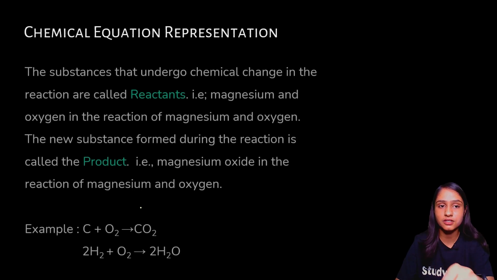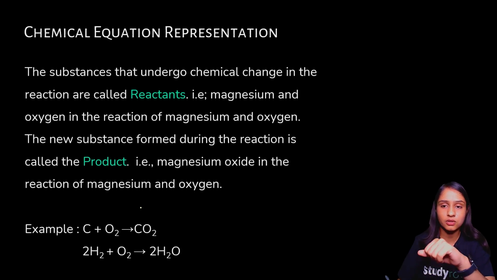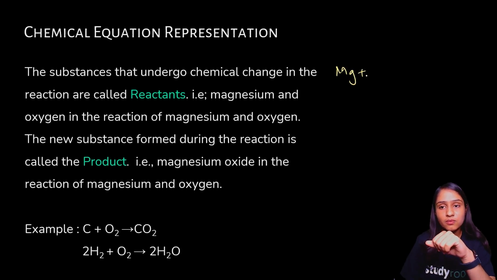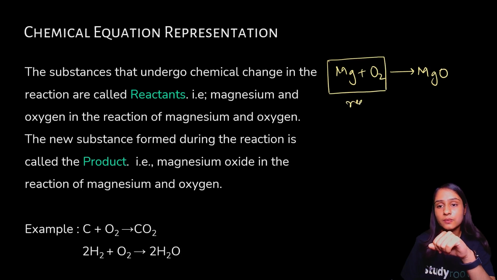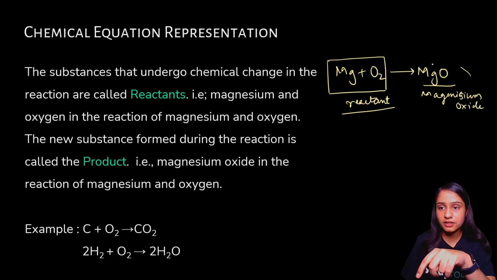Chemical equation representation. The substances that undergo chemical change in the reaction are called reactants, like magnesium and oxygen in the reaction of magnesium and oxygen. You know, when this magnesium was reacted with O2 to form what? Magnesium oxide. This is reactant. Okay? Because these two elements got reacted to form a product, that is MgO, magnesium oxide. And this is your product.